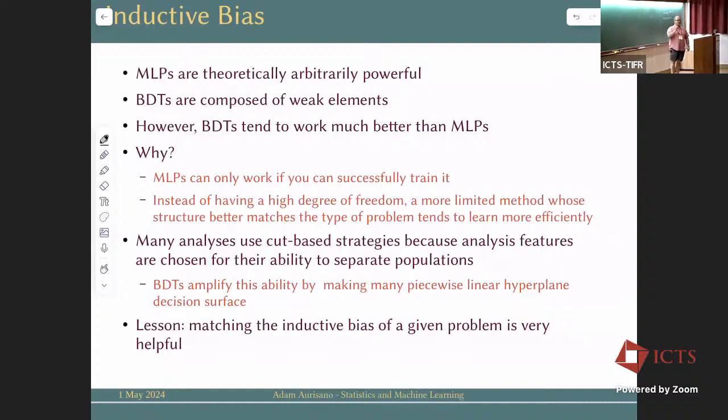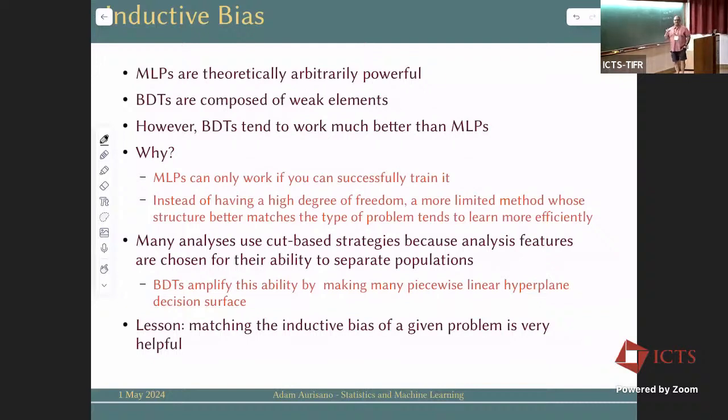essentially do the same thing we would normally do. We pick features which tend to separate different types of events from each other. BDTs just do that, where instead of making just hyperplane decisions, it makes piecewise linear hyperplane decisions, right? So it sort of makes a finer boundary around it. Each one of your trees in your decision tree basically takes your hyperplanes and then makes a new sort of piecewise linear version of the hyperplane instead. So it's just a more complicated way of doing something that we intuitively do anyway. And so the lesson here is that matching the inductive bias of a given problem is very helpful.